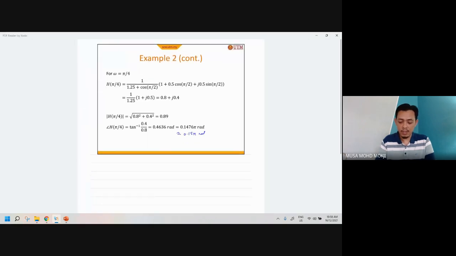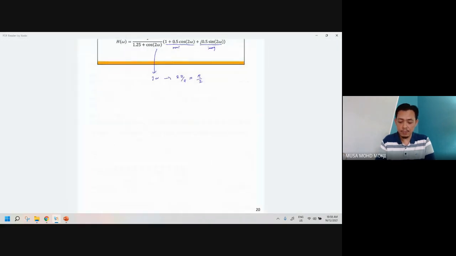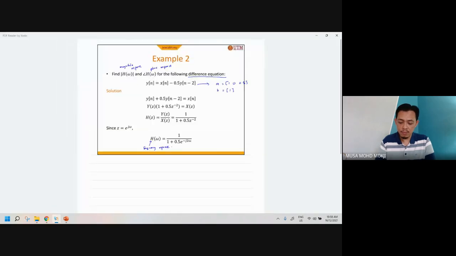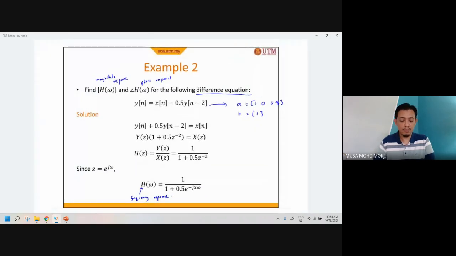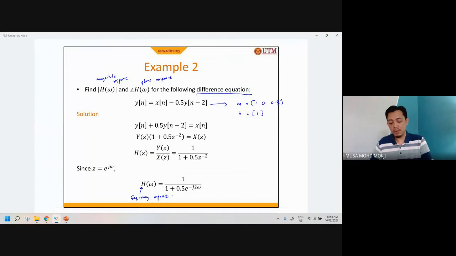And we started the example with a difference equation. This is where we need to know that one. In test 2 later, these are the kind of questions that you will have. It can start with an impulse response, or it can start with a difference equation, and then you need to plot something. Any questions before we end our class today?